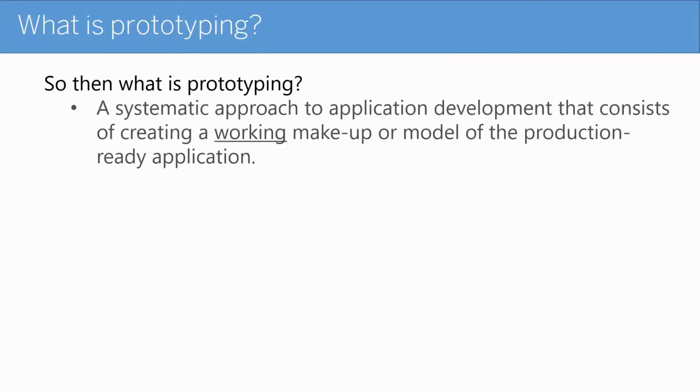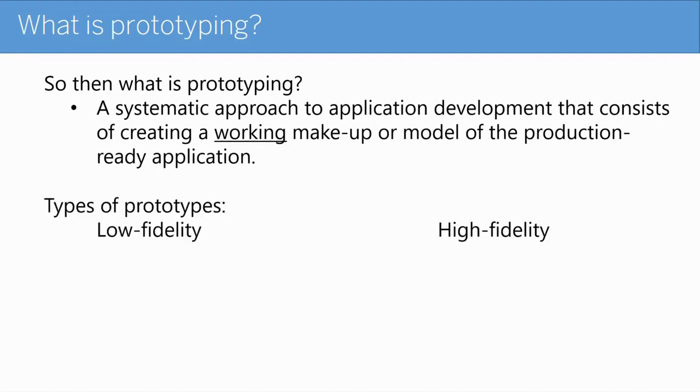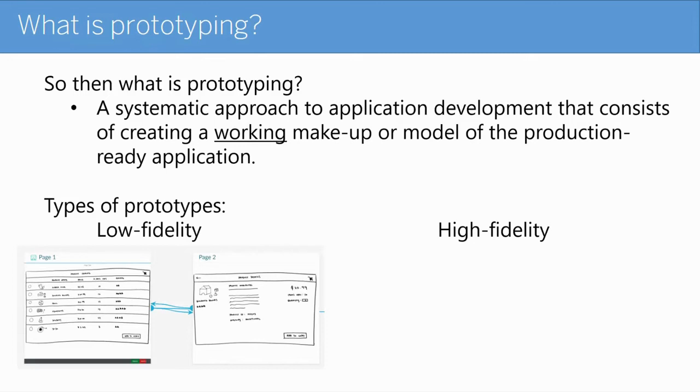So then what is prototyping exactly? As defined, it's a systematic approach to application development that consists of creating a working makeup or model of the production-ready application. Now, there are two types of prototypes, low fidelity and high fidelity. A low fidelity prototype is a hand-drawn mock-up of an application. It's meant to actively portray the navigational, data, and user interaction principles of the application without actually giving you the end experience. A high-fidelity prototype is an interactive simulation of the actual production-ready application, containing all of the application's features, navigations, and user experience elements.